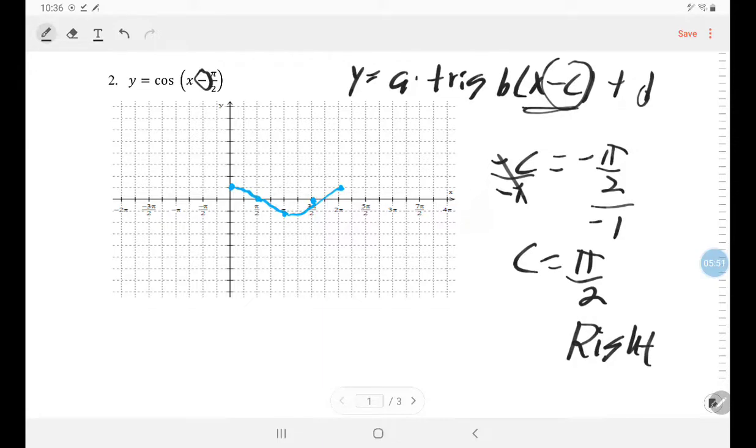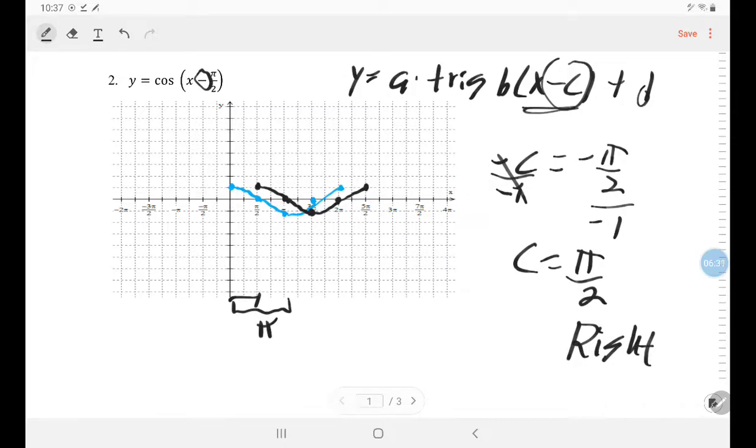Now again, look at your scale. It takes 4 grids to go pi. So then what does it take to go pi halves? Well, it takes 2 little grids. So I'm going to shift this pi over 2 to the right. This pi over 2, or 2 little grids to the right. Same thing for all of these points. And there you have your graph.